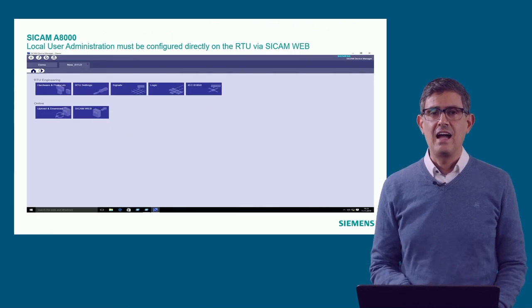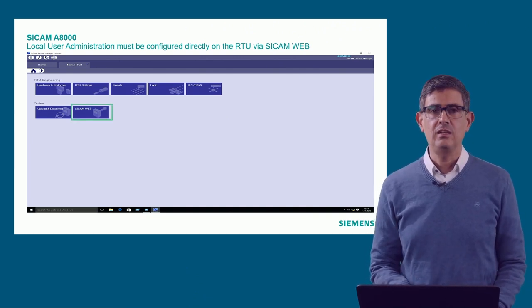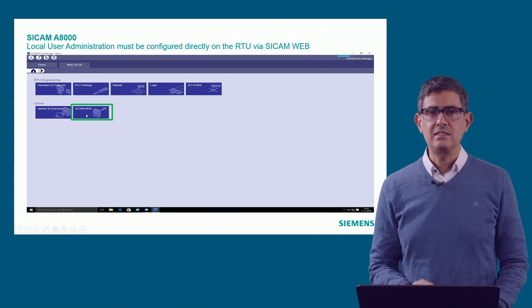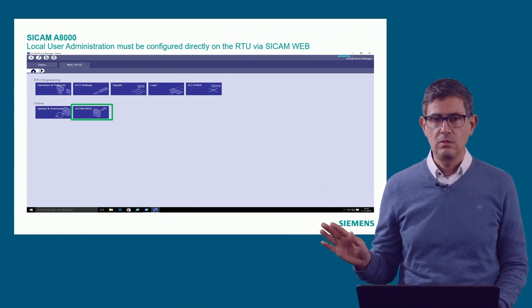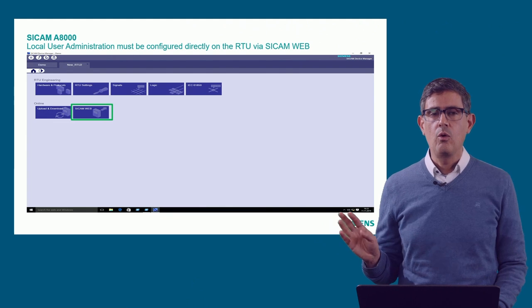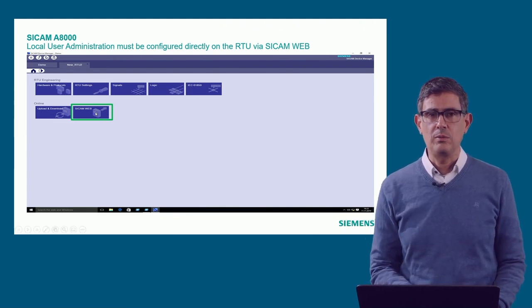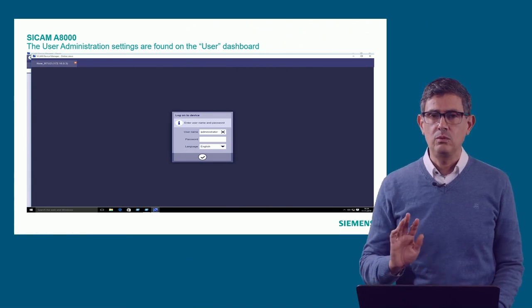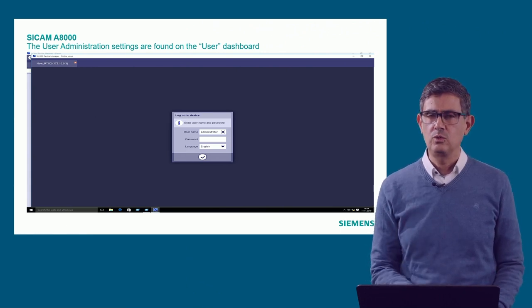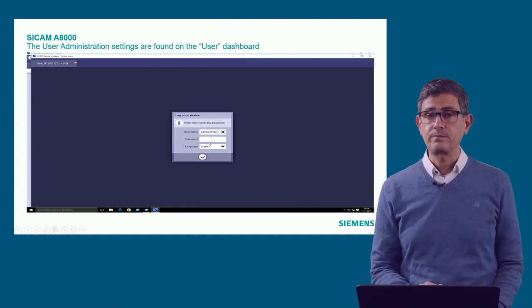So, how do you access the RTU directly? You access the RTU via SICAM Web. You can use any web browser, like Chrome, for example, or you can also do it through SICAM Device Manager through this dashboard SICAM Web. When you click there, the RTU will ask you to identify yourself with a username and password.